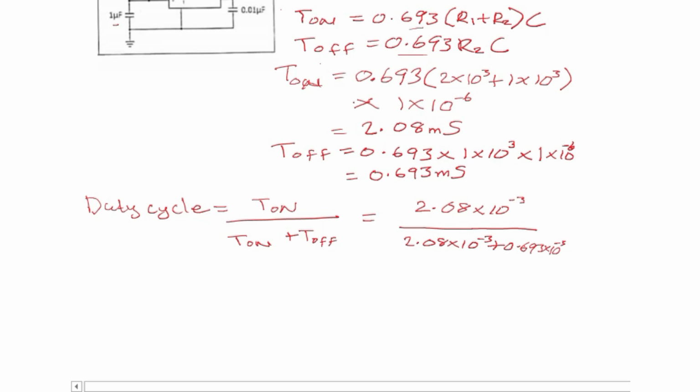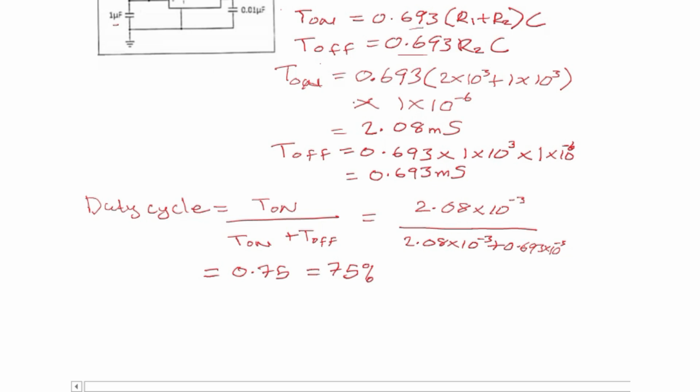Again, grab your calculators and let's calculate. 0.75. If you like, you can represent it in percentage, and I prefer representing it in percentage actually. It will look more presentable. So this will be 75%. That's our duty cycle.